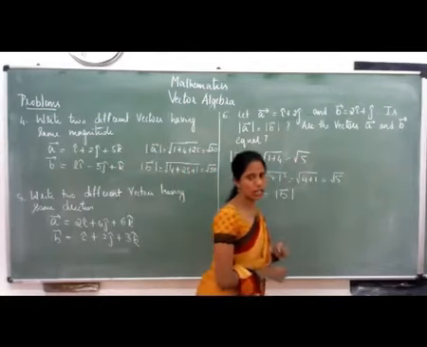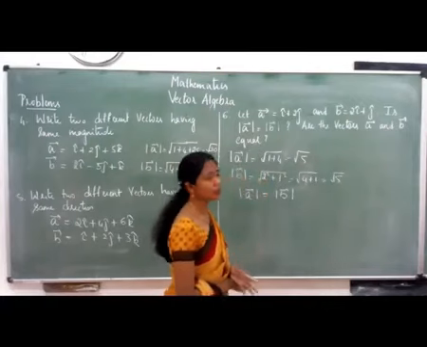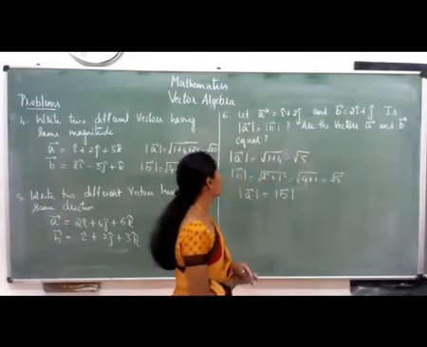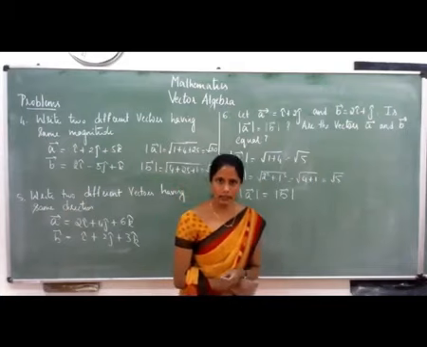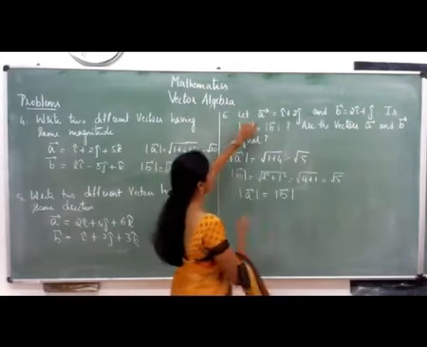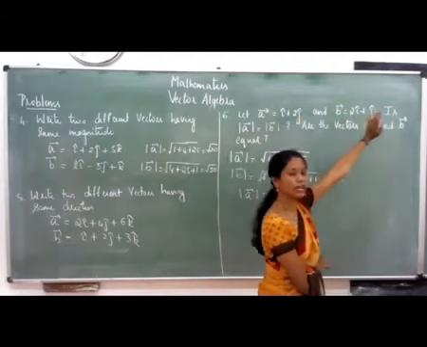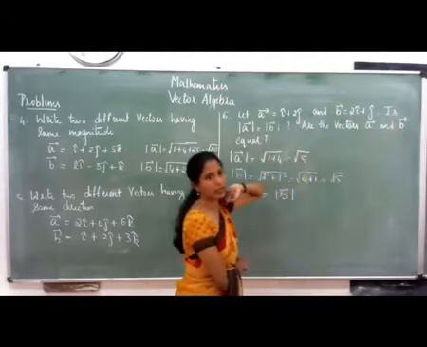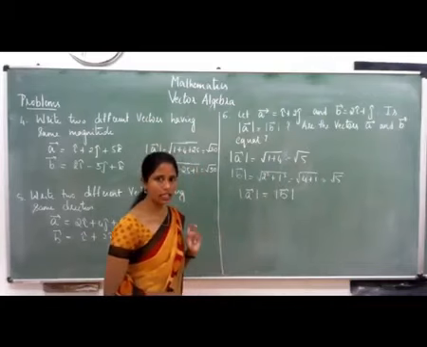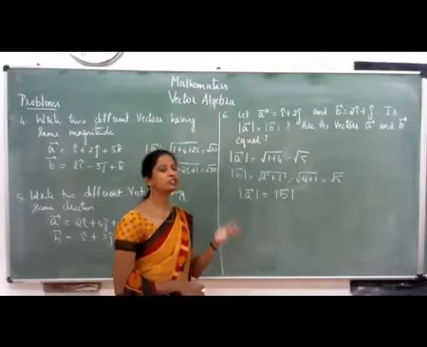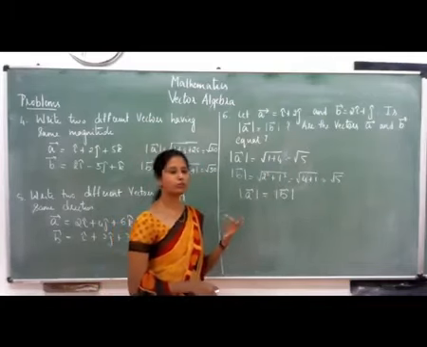The next question they are asking is, are vector A and vector B equal? So if you see, vector A is 1 i cap plus 2 j cap and vector B is 2 i cap plus 1 j cap. For any two vectors to be equal, as we said, A1 should be equal to B1 and A2 should be equal to B2.